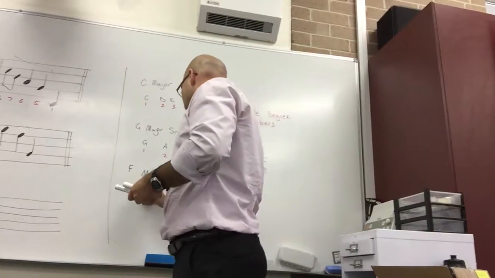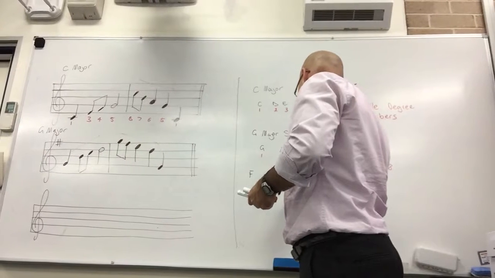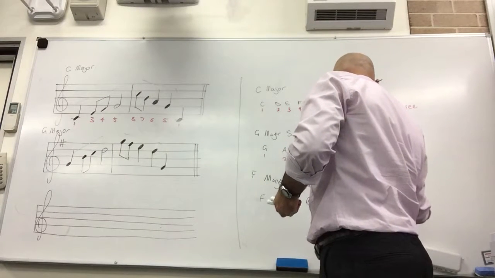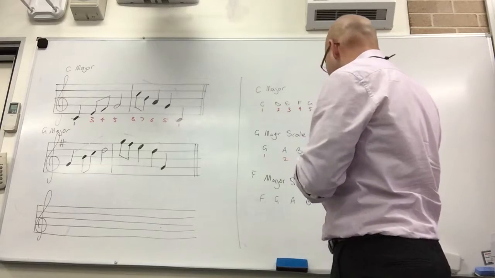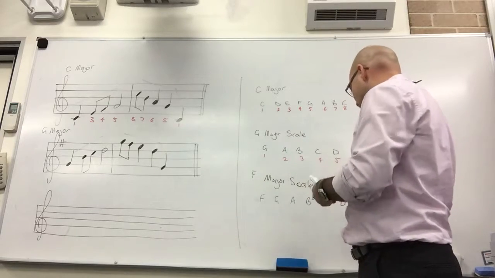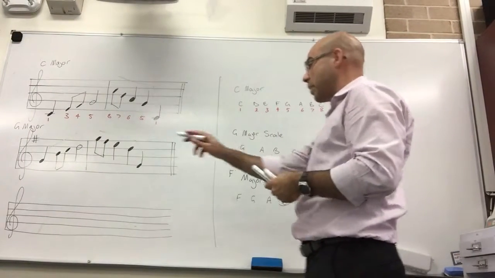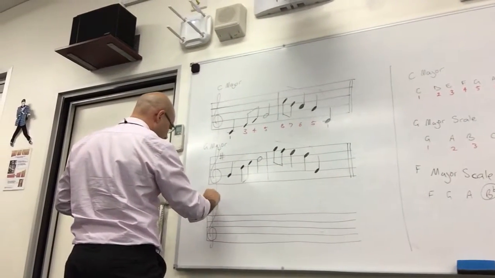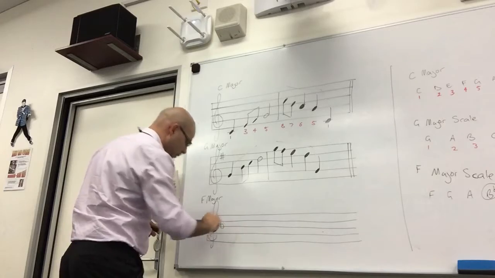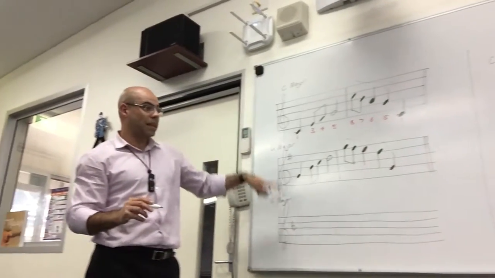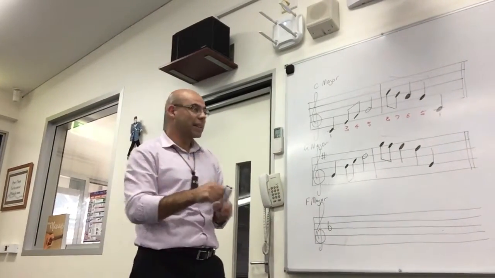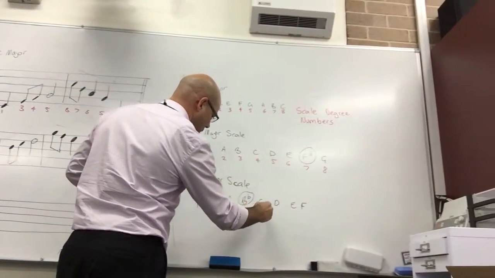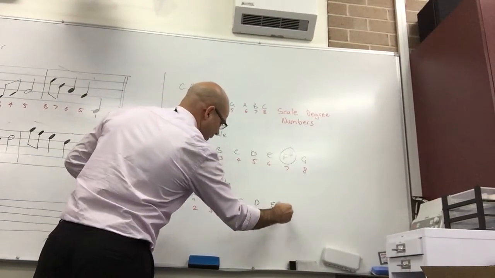So F major, we've got F, G, A, B flat, C, D, E, F. Because this one has got a B flat in it, the key signature over here, if we're going to go into F major, needs to have a flat in there as well to tell me that it's a different thing. I write the scale degree numbers again. 1, 2, 3, 4, 5, 6, 7, 8.